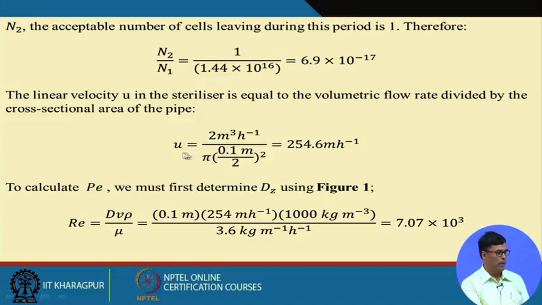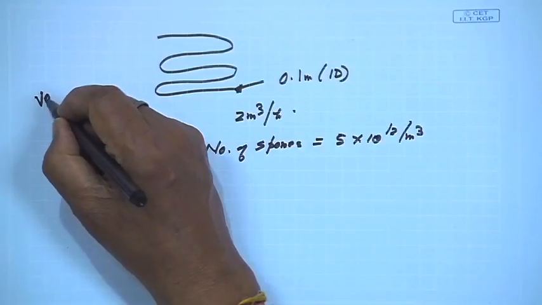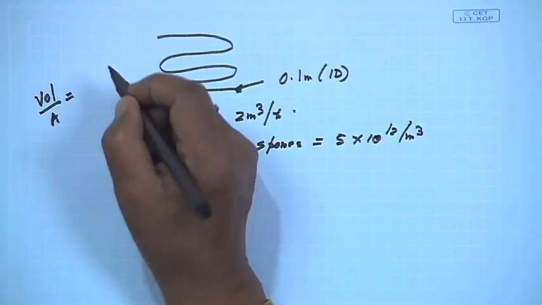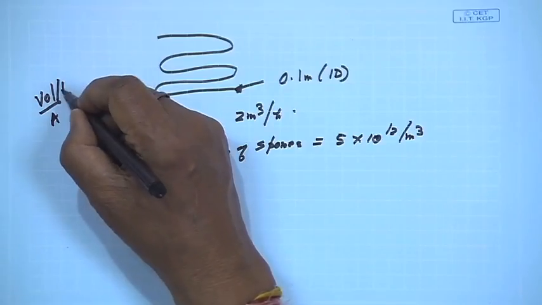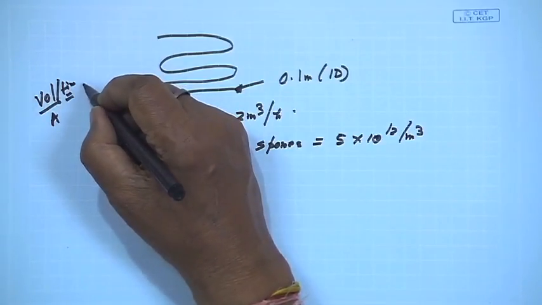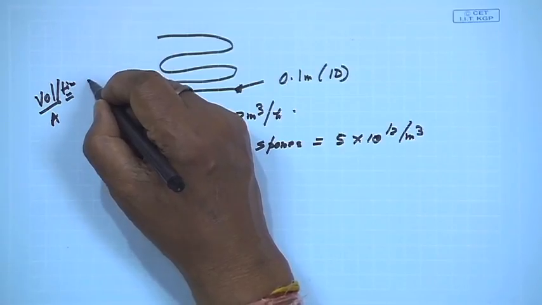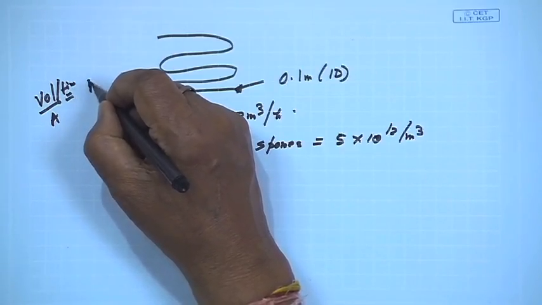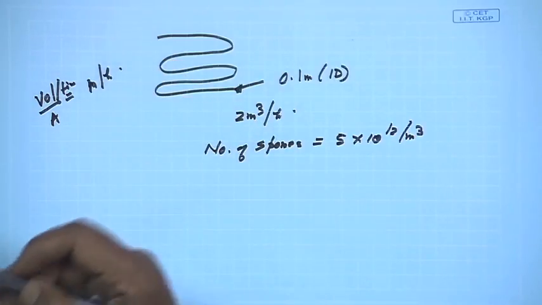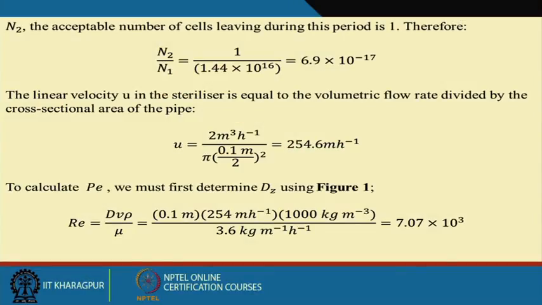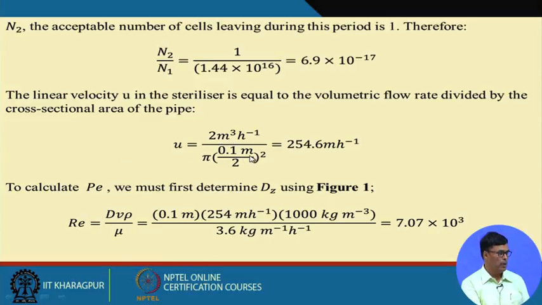Now, if you divide the flow rate by the cross sectional area, the flow rate is volume per unit time, and by cross sectional area you will get length per hour. That is meter cubed over meter squared, so this will be meters per hour. So the velocity you can easily find out. Why do we want to find the velocity? Because we want the Reynolds number.